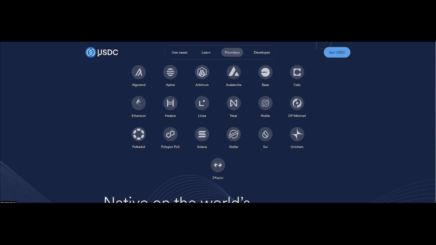In order to get that USDC, you're going to have to use Algorand, Aptos, Arbitrum, Avalanche, Base, Celo, Ethereum, Hedera, Linea, Near, Noble, OP, Unichain, Sui, Stellar, Solana, Polygon, Polkadot, or ZKsync. Either one of them is what you're going to have to use. All of them are going to have to go up in value because more and more businesses and corporations are going to need to get access to that USDC, and they're going to have to get these currencies to purchase said USDC in one of these currencies.